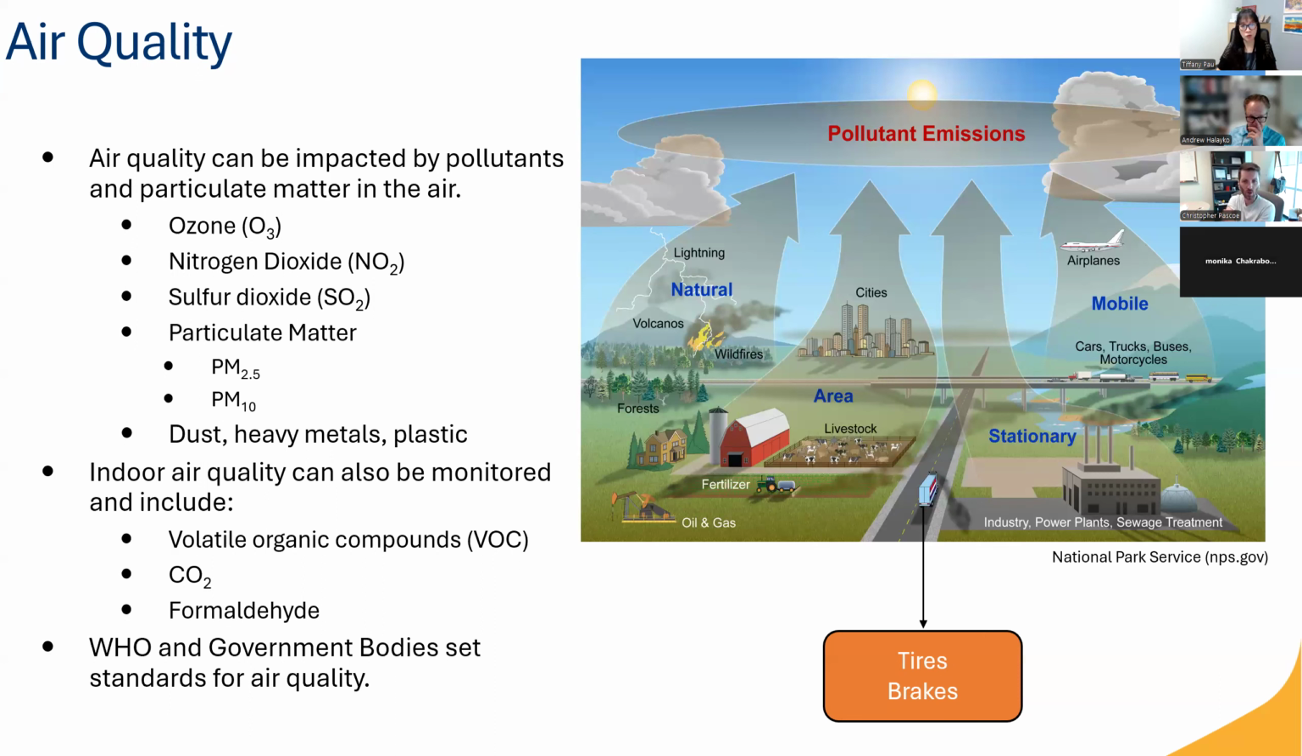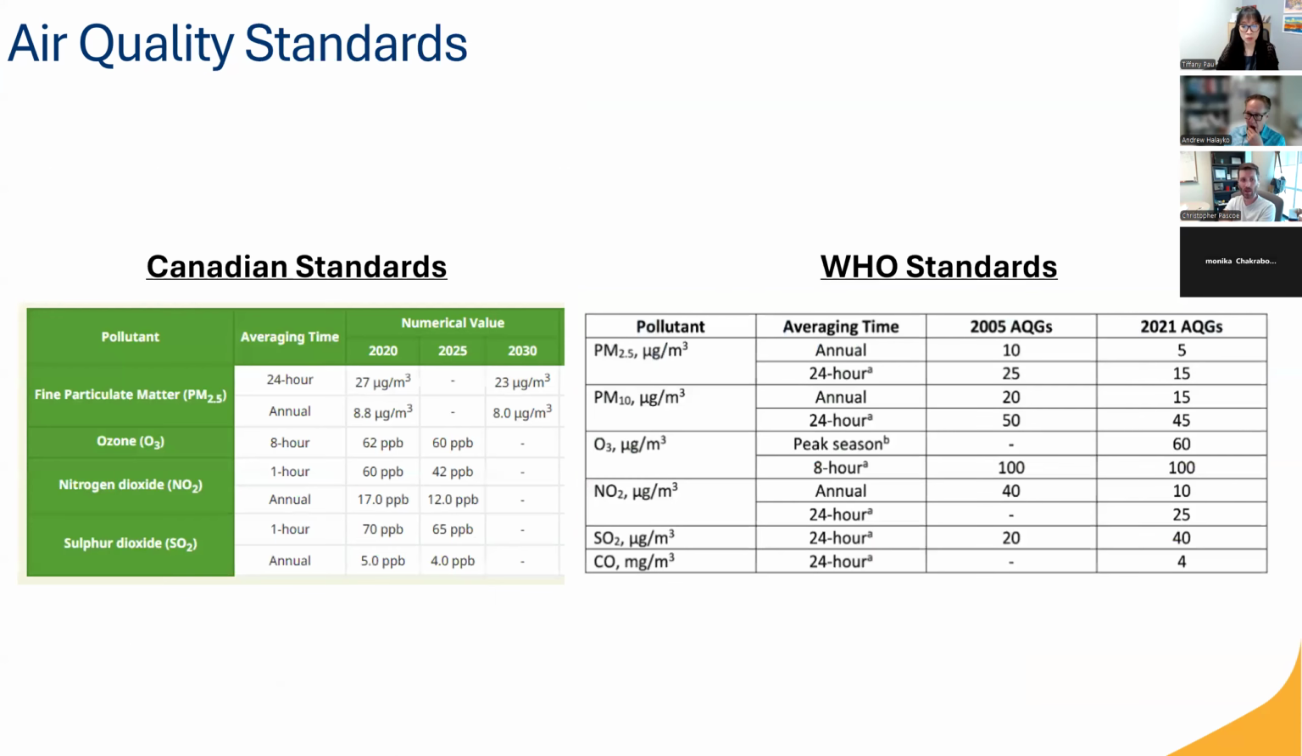And various agencies will set air quality standards. The WHO, the World Health Organization, as well as the Government of Canada, have set specific standards for specific pollutants that need to be tracked. So on the left here are the standards for the Canadian government. You can see they were updated in 2025, and they're scheduled to be updated again in 2030. And they set the limits for both an hourly, so in terms of particulate matter, a 24-hour time period, as well as an annual exposure.